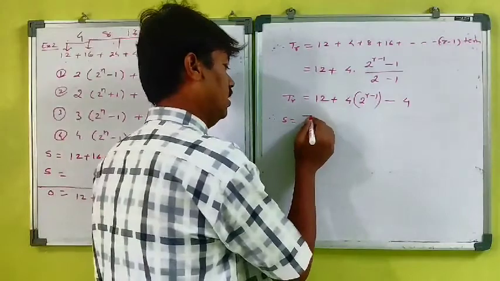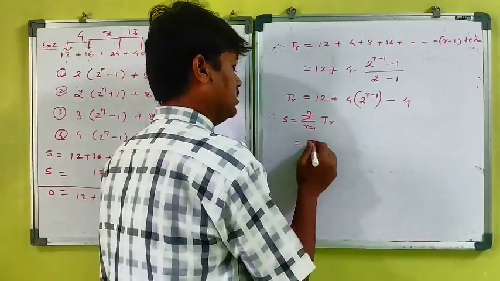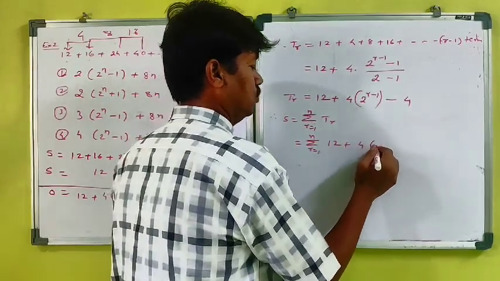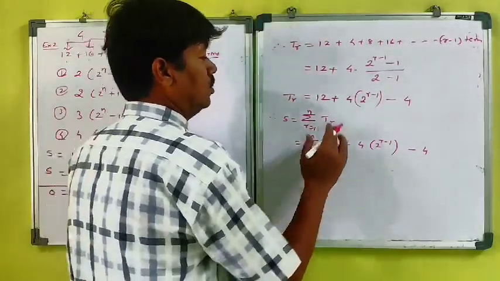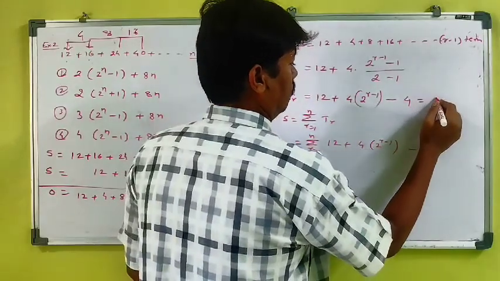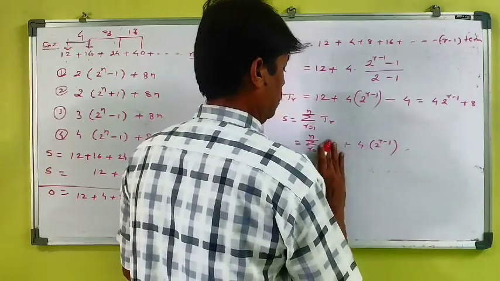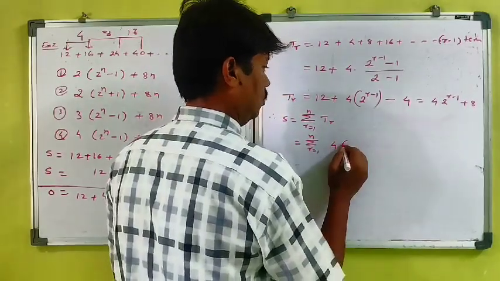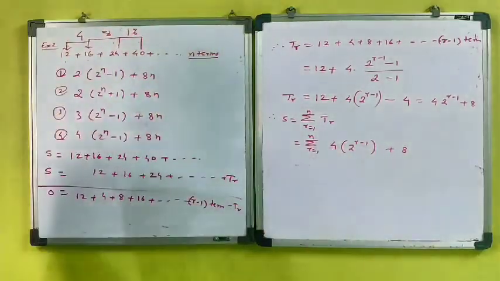S is always the summation of TR. The summation of TR from R is 1 to N, and that is summation of 12 plus 4 into 2 raised to R minus 1 minus 4. So that is 12 minus 4. We can directly write this as 4 into 2 raised to R minus 1 plus 8. And now we will solve this.